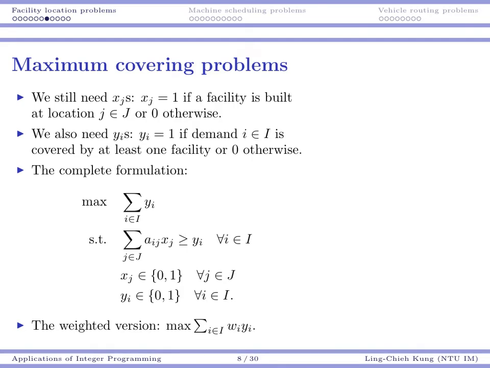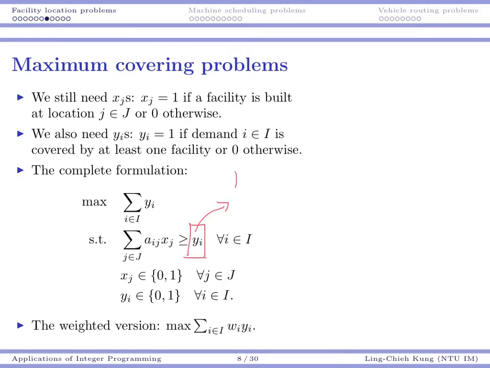Alright, we still want to formulate this as an integer program. So we still need x_j as our building facility decisions. Now we also need to keep a record on demands. For each demand, we need to know whether it is covered or not. So y_i will be that decision variable. Both of them should be binary variables. And then the only difference is here.